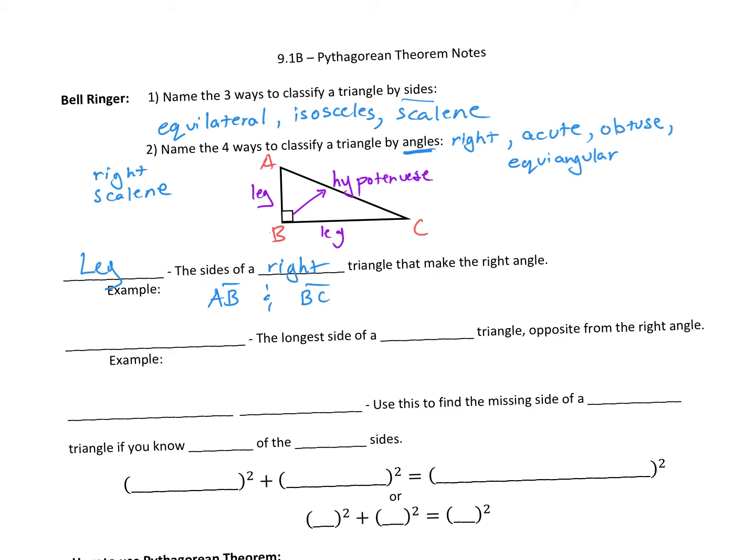The hypotenuse of the triangle is the longest side of a right triangle, opposite from the right angle. So the hypotenuse in this case is AC.